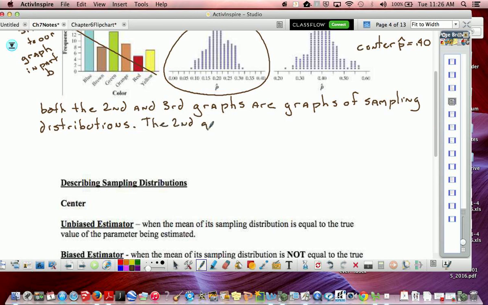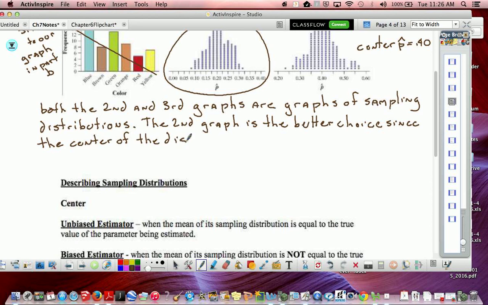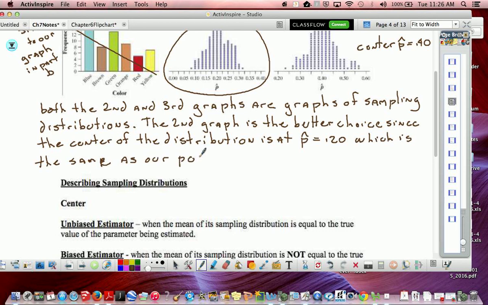The second graph is the better choice, since the center of the distribution is at p hat equals 0.20, which is the same as our population proportion.